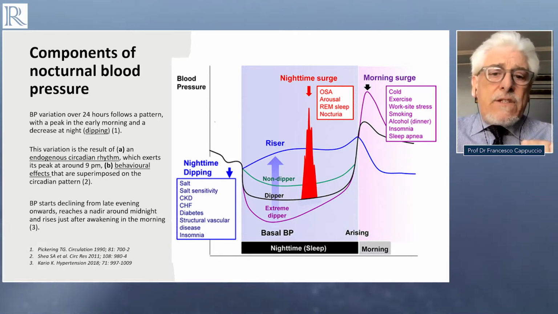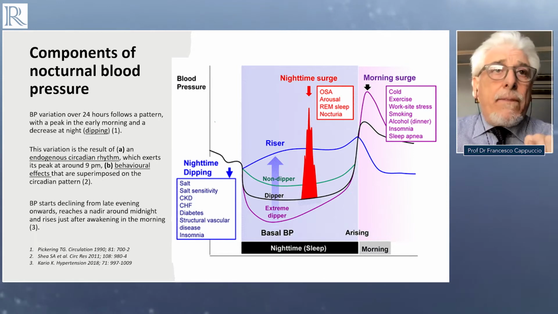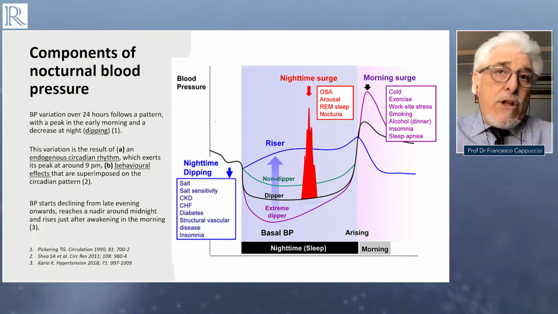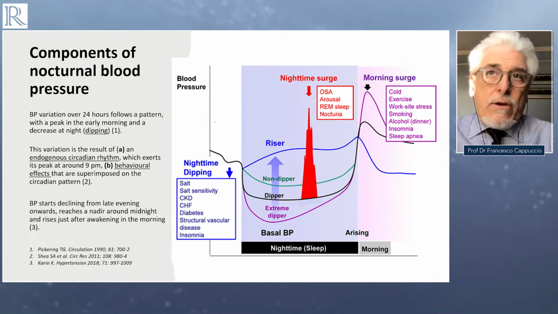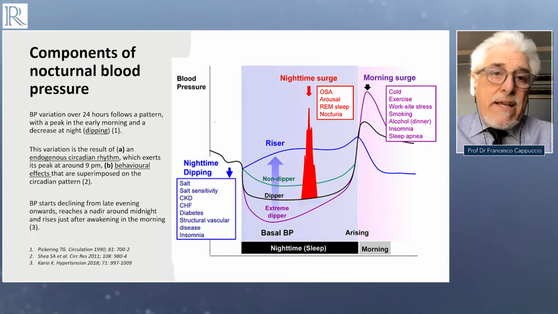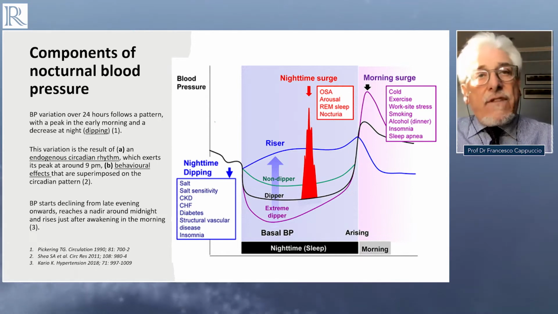In some circumstances, like in the red tracer, there is also a nocturnal surge that can occur for a number of reasons that we can touch upon a bit later on. So these variations of this pattern are mainly a result of two phenomena. One is the described endogenous circadian rhythm regulated by your body clock, which exerts its peak in the evening hours. But also superimposed on the circadian pattern are the behavioral effects, which will determine changes in blood pressure. So the blood pressure starts declining from late evening onwards, reaches a nadir around midnight, and rises just after awakening in the morning.